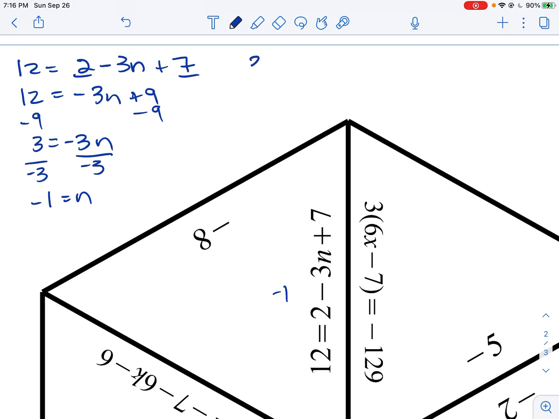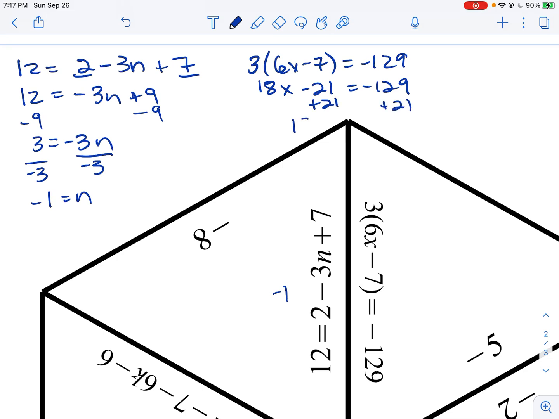Okay, the next one, I have 3 parentheses, 6x minus 7 equals negative 129. Okay, so I'm going to multiply through and get 18x minus 21. I need to get the variable by itself, so I need to get rid of the 21 by adding it to the other side of the equal sign. Okay, these are opposite signs, so that means I need to subtract them, but there are more negatives than there are positives. 9 minus 1 is 8. That would be 0. That would be 1.